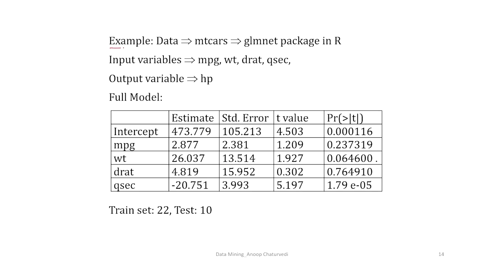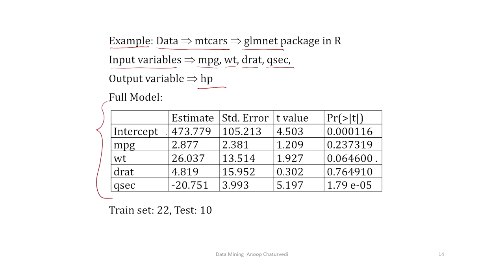Now, we consider this example in which we again take the mtcars data set, and for obtaining the ridge regression estimator, we use the glmnet package in R. Our input variables are mpg, wt, drat and qsec, and the output variable is hp. When we fit the full model, which is based on the OLS procedure, we get this output.